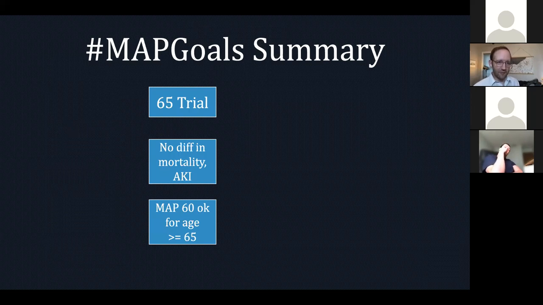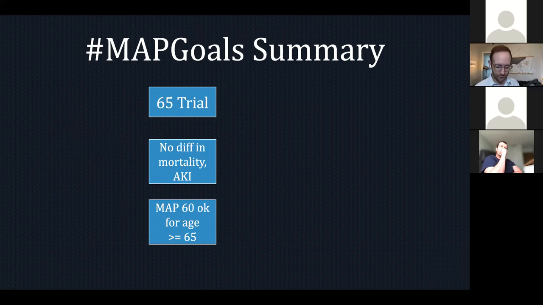The 65 trial, which compared a more conservative MAP goal of between 60 and 65 compared to traditional management, showed no difference in mortality or AKI and suggested maybe a MAP of 60 is okay for patients that are 65 years of age or older. But remember that they did not show any subgroup benefit to increased MAP goals for people with chronic hypertension.